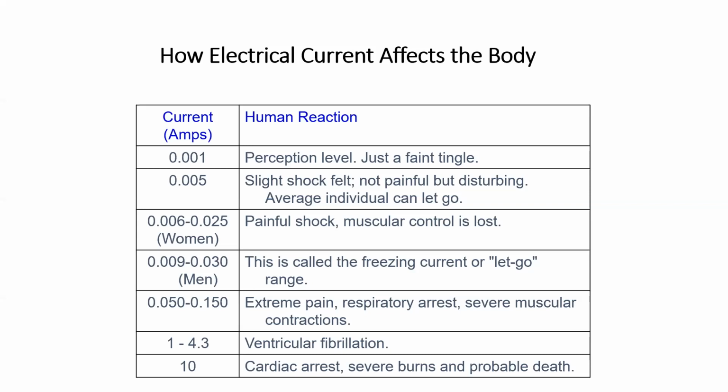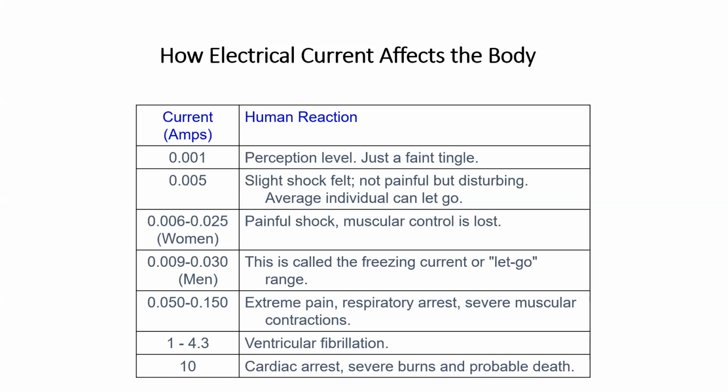In men, we have 0.009 to 0.03 amperes. We call it freezing current or let-go range. Now you will feel the current. If you are in any of the factors which we have discussed in the last slide, it is going to be increased. It can have a severe effect on our body.